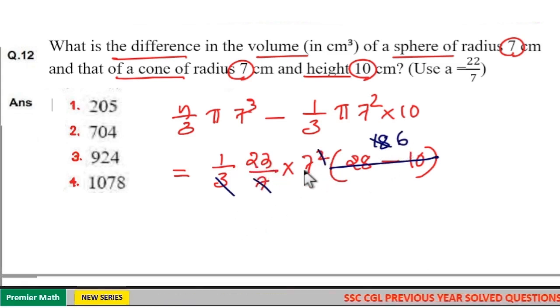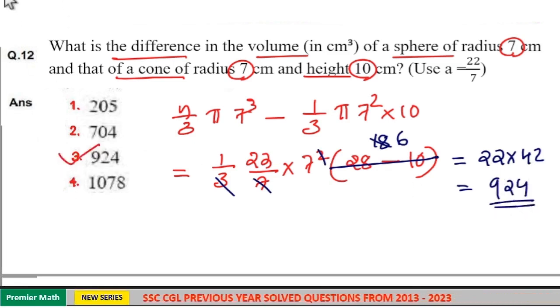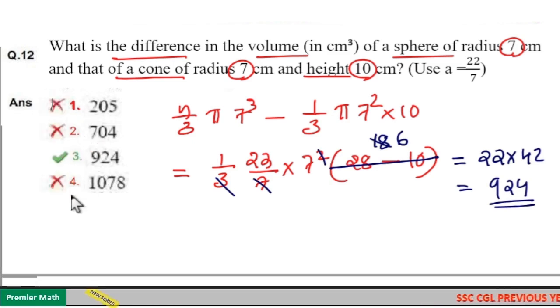Remaining 22 into 7 into 6 is 42. So 22 into 42 is equal to 2 into 2 is 4, 2 into 4 is 8, 8 plus 4 is 12, remaining 1. 2 into 4 is 8 plus 1 is 9. So 924. Option 3 is your answer. Difference is 924.